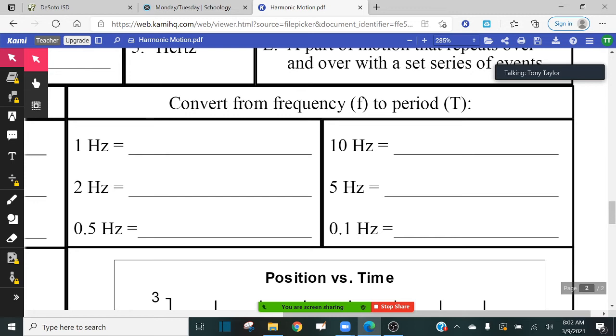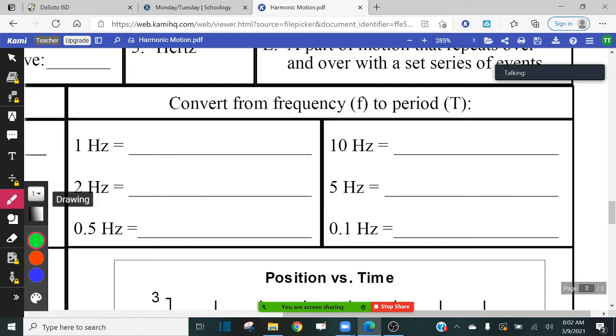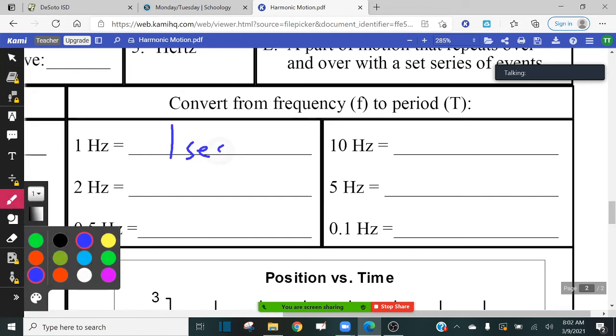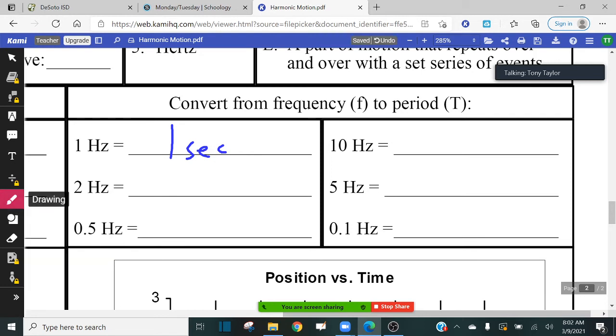Okay, so the way we do that, if we have 1 hertz, remember 1 divided by 1 will be just 1 second. So guys, that's how you find period if you know the frequency. Let me write that down. Period is just equal to 1 divided by the frequency, right? Since period and frequency are reciprocals of each other, if you just do 1 divided by the other, you can easily figure out what the quantity is.